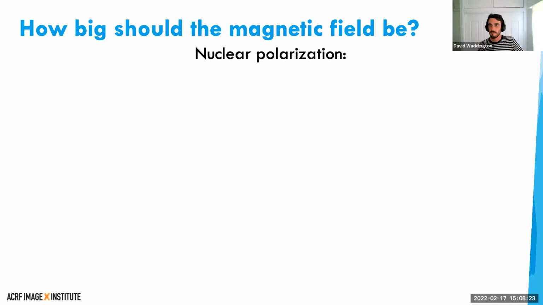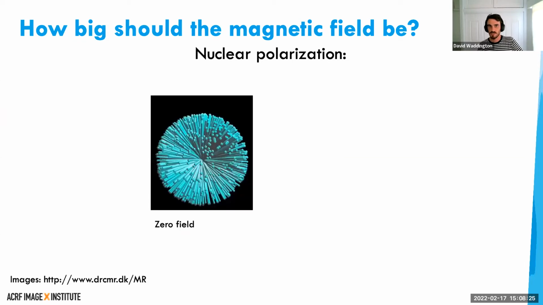Now, how big should the magnetic field that we use in an MRI scanner be? Well, when we have no field, we see that we have all these spins. These arrows here, these blue dots, are depicting nuclei. They point in all sorts of random directions. And so the answer is that the magnetic field should really be as big as you can make it.